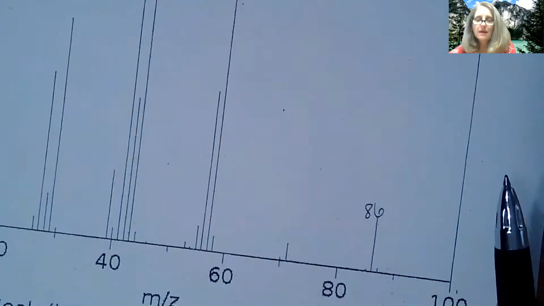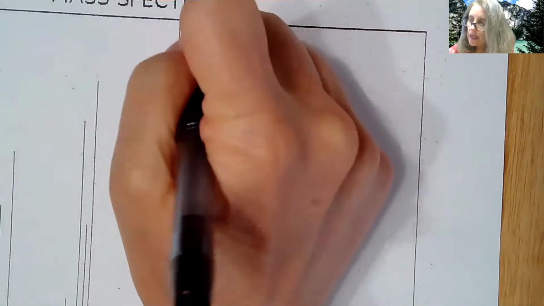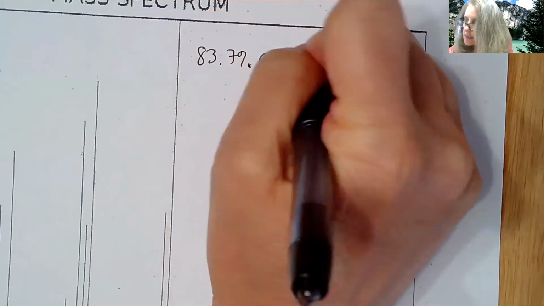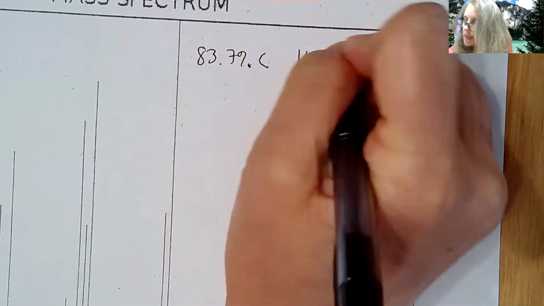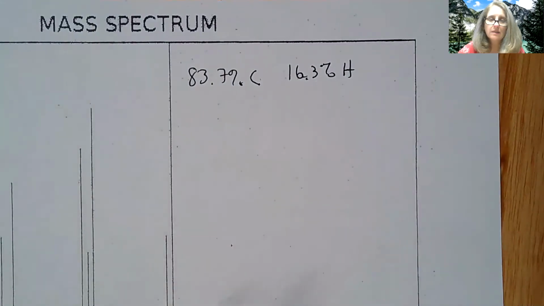So next one has a mass peak of 86, so that's going to be the mass total that you get. So for this one, 83.7% is carbon, and 16.3% is hydrogen. Okay, so 83.7% and 16.3. So see if you could do that. I'm going to pause the video and come back.